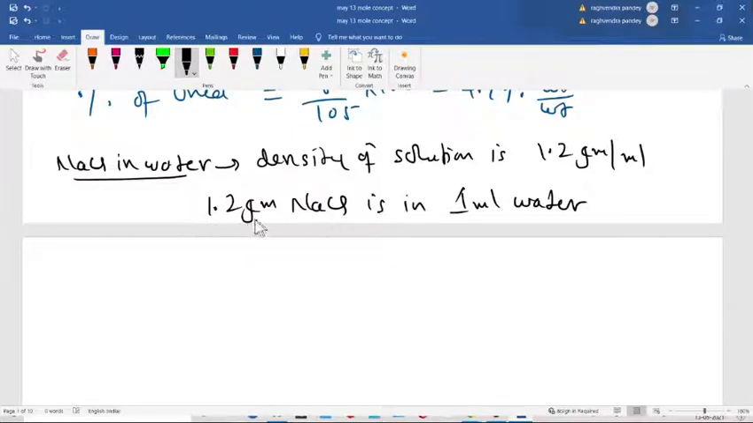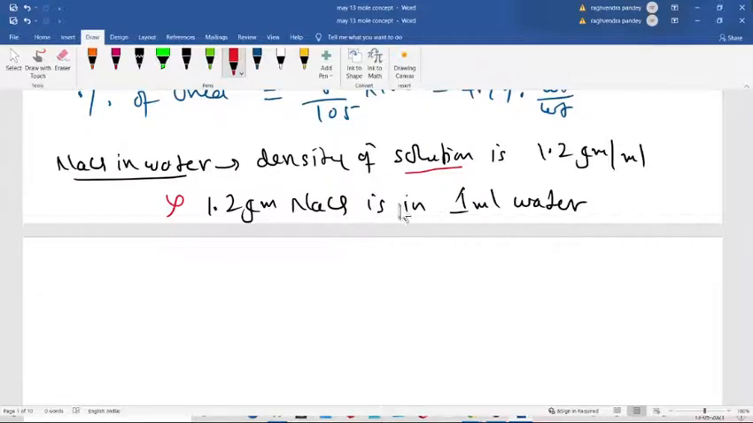Sometimes students write like this, but this is wrong. The weight here is the weight of the solution, because 1.2 gram per ml is the density. Density is your weight per unit volume. Since they are giving you the solution density, this weight consists of the weight of solute plus solvent, so the weight of water is also included in 1.2 gram per ml. You can't just take only the weight of NaCl here. That is wrong.